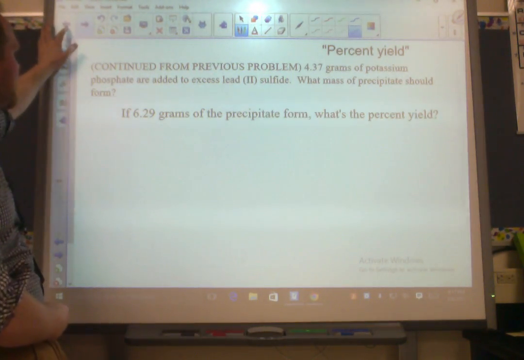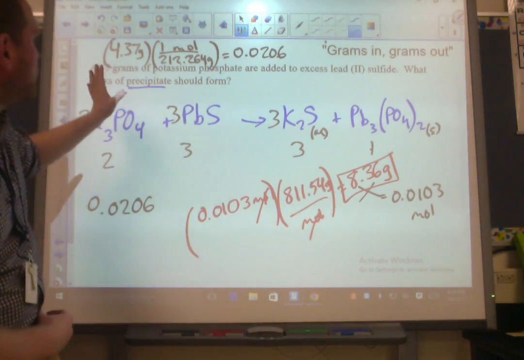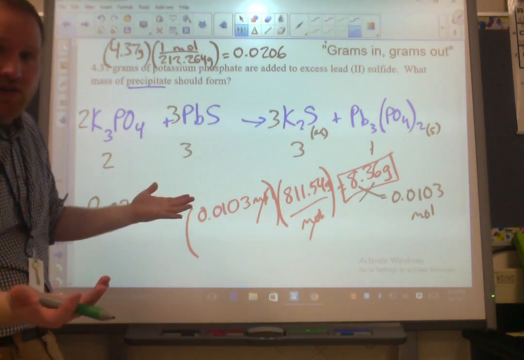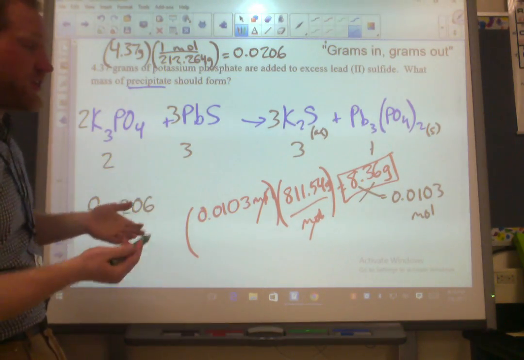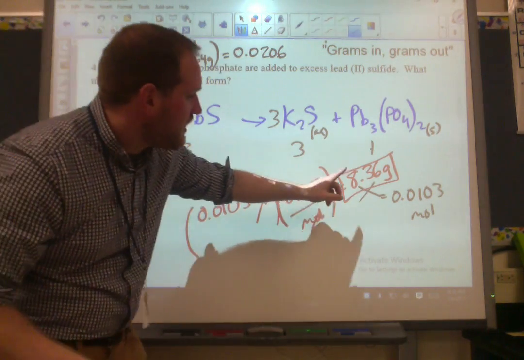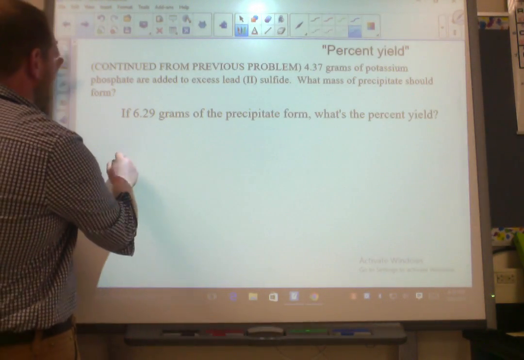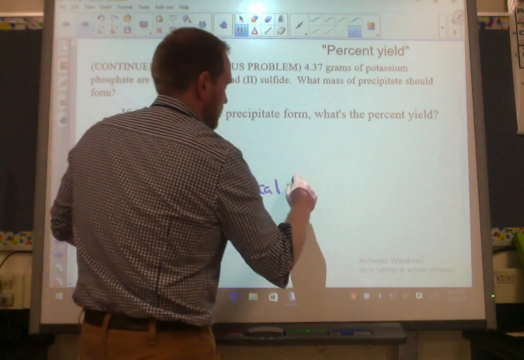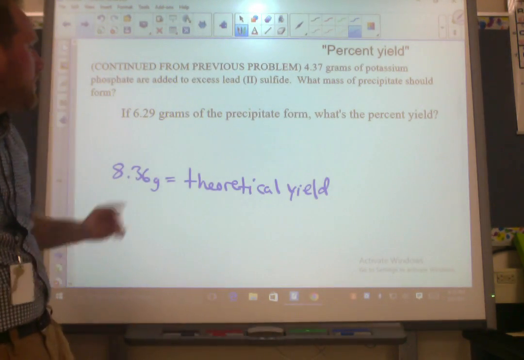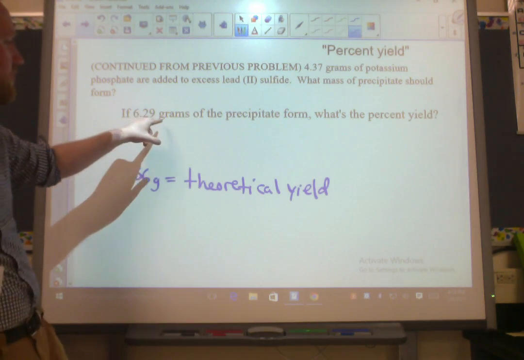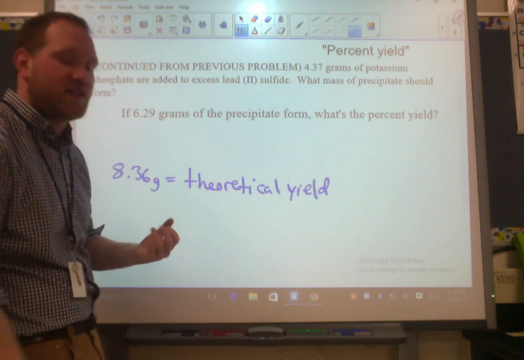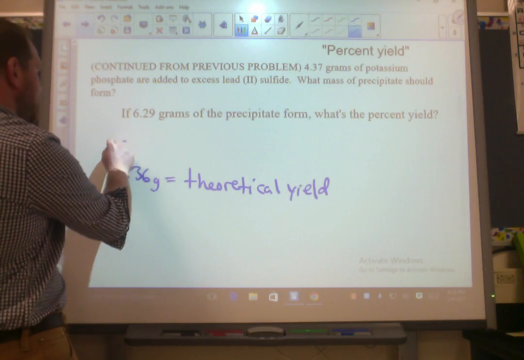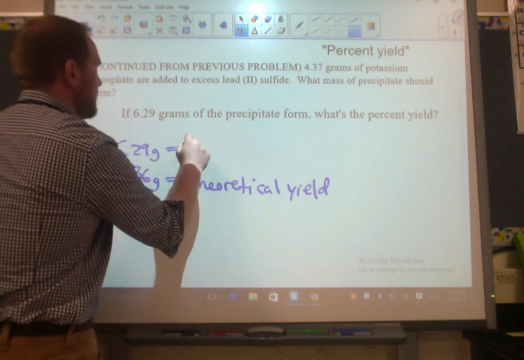So let's go back and see what I actually got once again. So I said you mix this many grams of potassium phosphate. What mass of precipitate should form? Now, how much should form? Experimental or theoretical? Well, that's going to be theoretical. In theory, on paper, how much should you get? 8.36 grams. So 8.36 grams equals the theoretical yield. Okay? Well, according to the problem, if 6.29 grams of precipitate form, meaning if that's what you get during the experiment, that's going to be your experimental yield. So let me write that above it, just for ease. 6.29 grams equals the experimental yield.